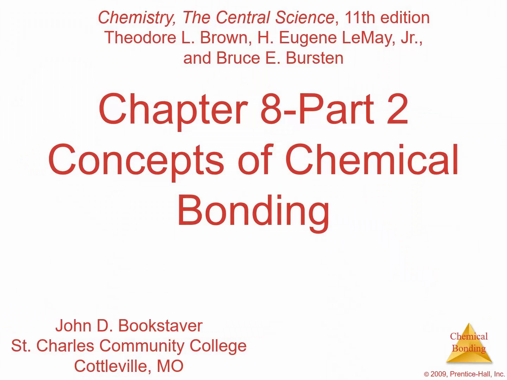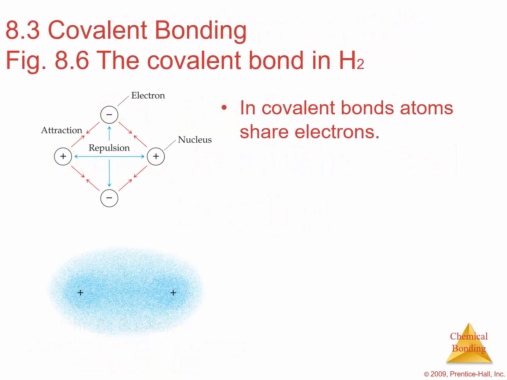Today we want to talk about Chapter 8, Part 2, Concepts of Chemical Bonding. Now, a chemical bond formed by sharing a pair of electrons is a covalent bond, and the hydrogen molecule H2 provides the simplest example of a covalent bond.